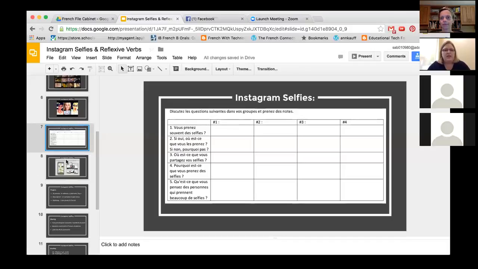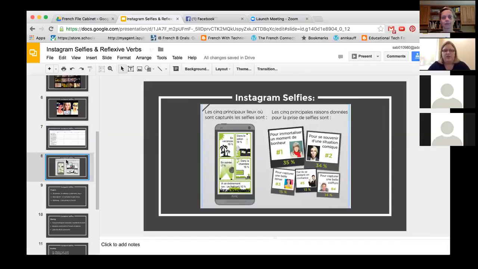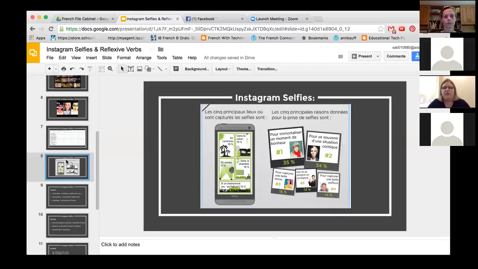The next little thing that I do in terms of introducing this unit is to share with the students an infographic that I found online about the selfie phenomenon in France and in Europe in general. It's really great because it gives them lots of statistics and shows them how French teenagers are no different than themselves. This is just a little tidbit on this slide of this larger, longer infographic.